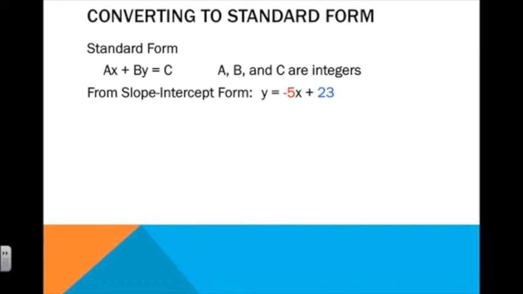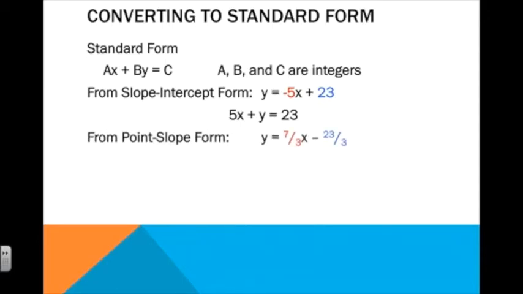Looking back at the answer we got from our first example, y equals negative 5x plus 23, this one is actually very easy because we don't have any fractions, so all we have to do is add 5x to both sides, and there we have our standard form, 5x plus y equals 23. For our second example, when we had point-slope form, we have actually a couple of steps that we need to do because we have these fractions involved.